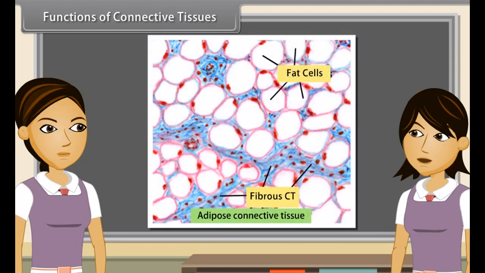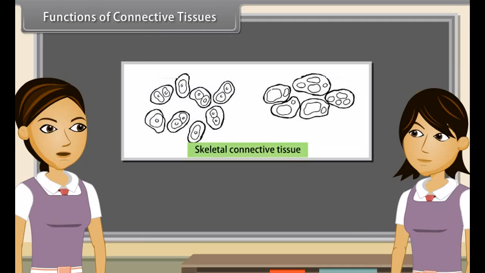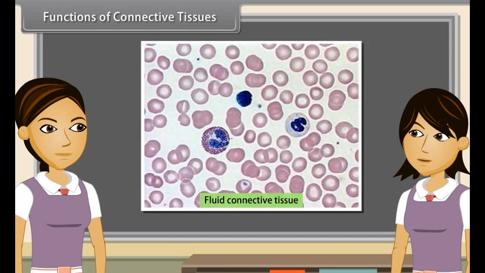Adipose connective tissue stores fat, gives shape to limbs and the body, keeps the visceral organs in proper position, acts as shock-absorbing cushions around kidneys and eyeballs, and also acts as an insulator. Skeletal connective tissue forms the endoskeleton, provides flexibility and support to the body parts, protects vital organs, and stores calcium and phosphate. Fluid connective tissue transports nutrients, hormones and vitamins to the tissues of the whole body, and excretory products from the tissues of the whole body to the liver and kidney.